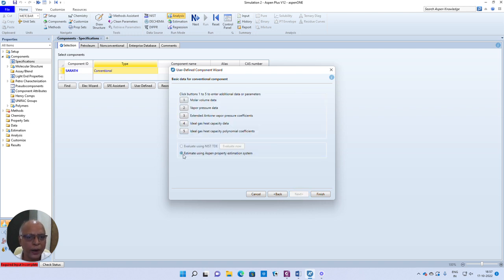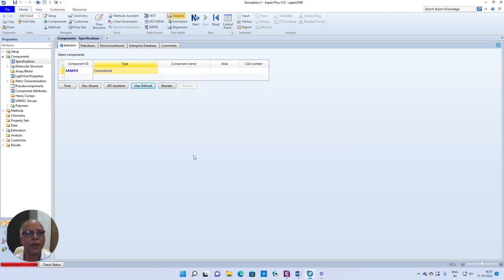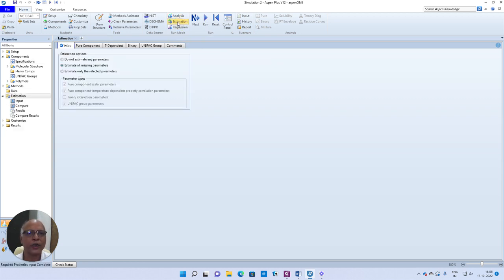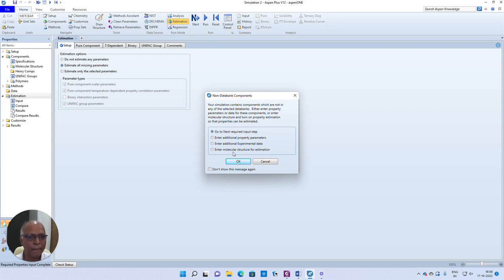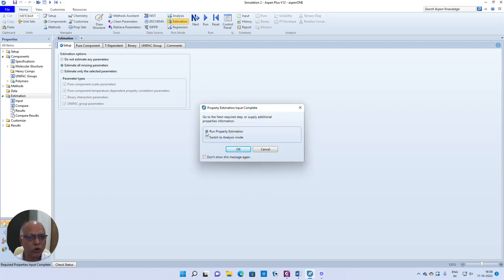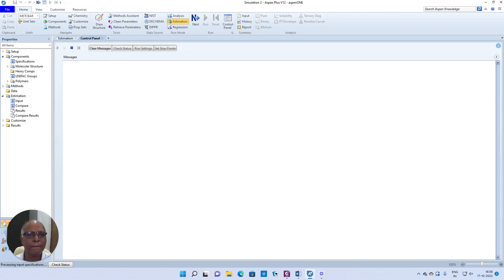So you are trying to estimate using the ASPEN property estimation system. Say finish. Now, by default, when you open ASPEN, you will be doing property analysis, but we are now interested in calculating or estimating the properties. So check whether you have this tab selected. If not, you need to highlight this, estimate all missing parameters, then say next. Okay. So run property estimation.